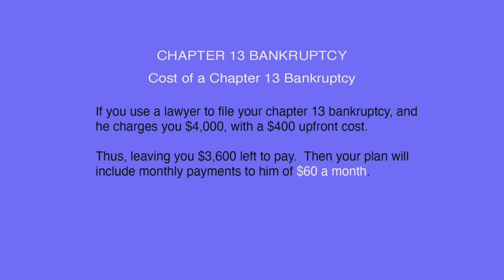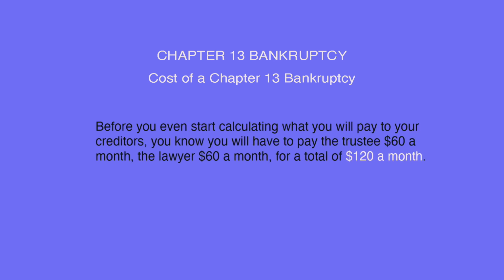If you use a lawyer to file your Chapter 13 bankruptcy, and he charges you $4,000 with $400 upfront cost, thus leaving you $3,600 left to pay, then your plan will include monthly payments to him of $60 a month. So, before you even start calculating what you will pay to your creditors, you know you will have to pay the trustee $60 a month, the lawyer $60 a month, for a total of $120 a month.